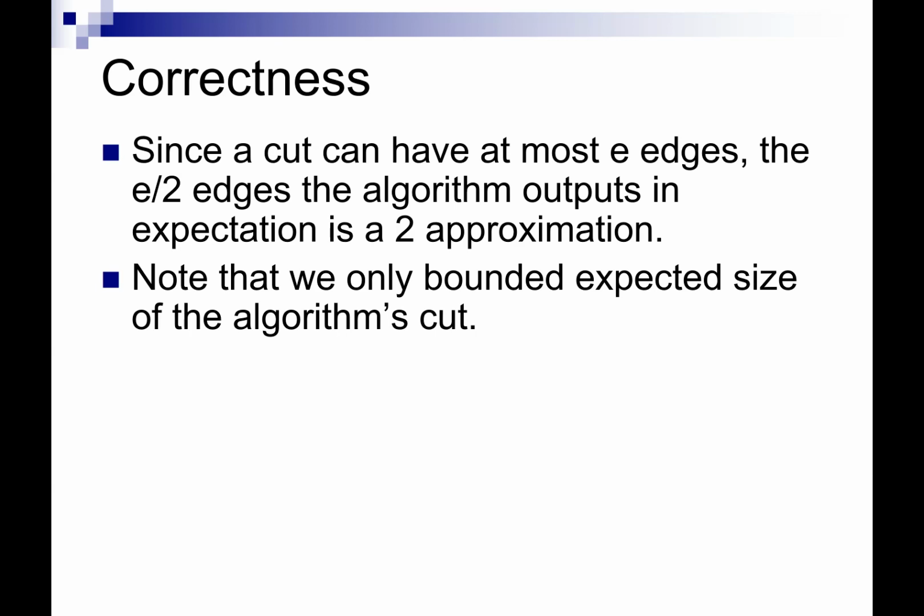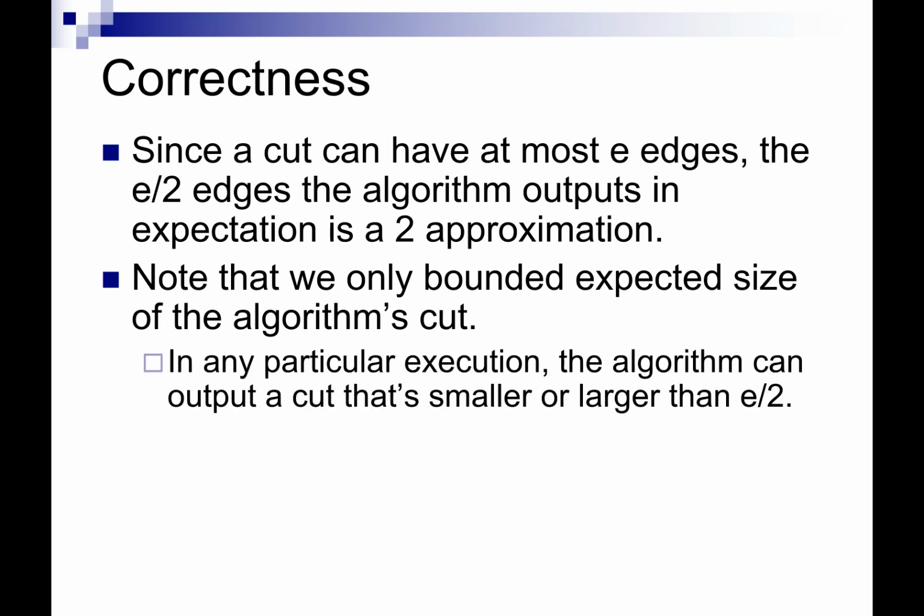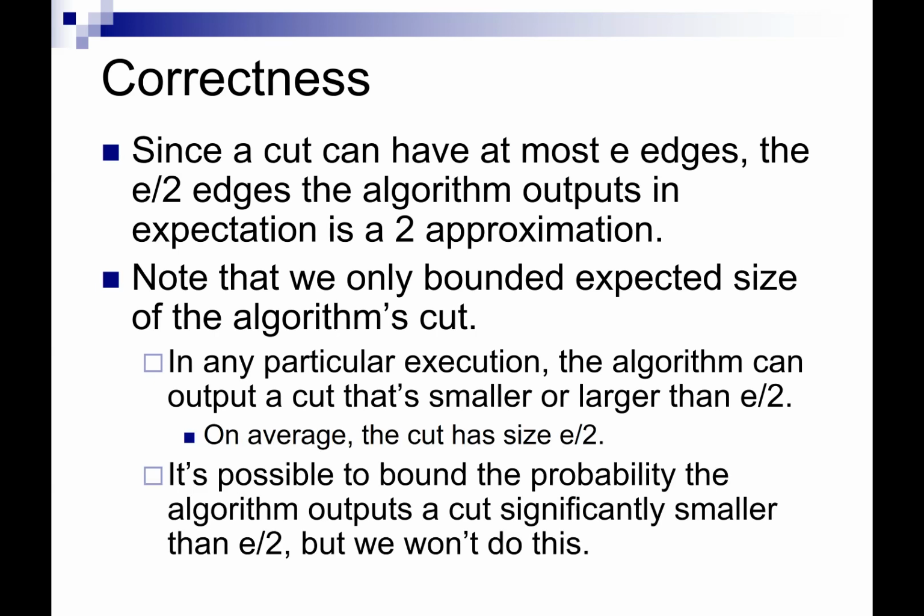Okay, so we didn't say anything about the probability that you get something which is close to e over 2. And so therefore, in any execution, there could be a pretty large chance that you get a cut which is much smaller than e over 2. But as it turns out, this is actually not true.